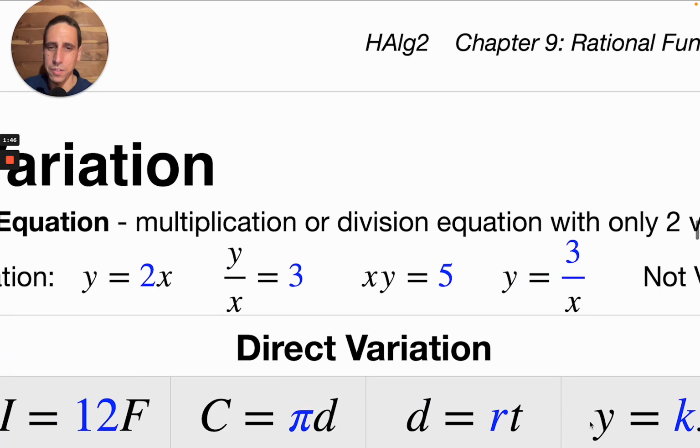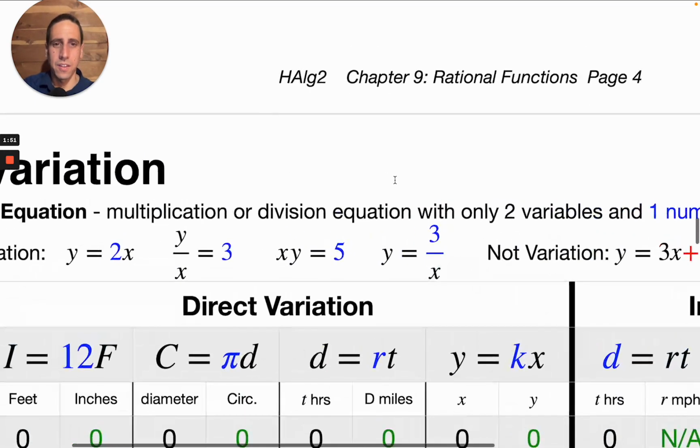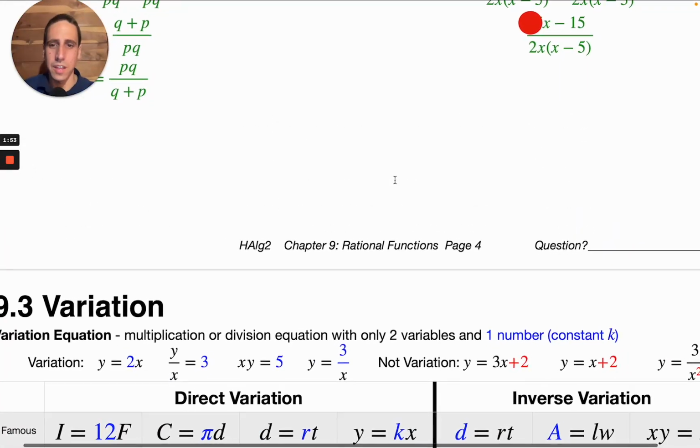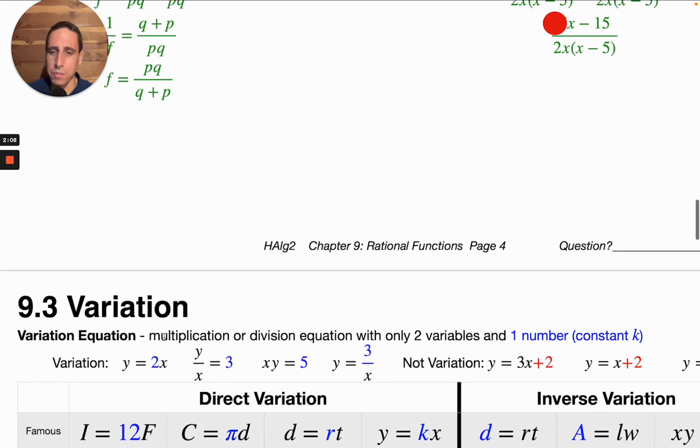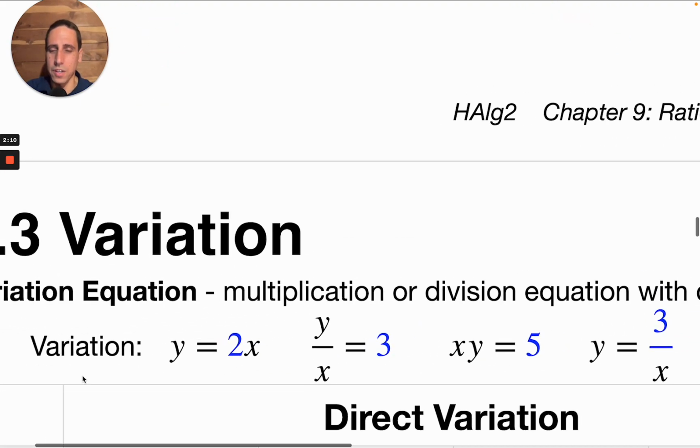There's actually two flavors of variation. They're called direct variation and inverse variation. A big deal is making sure that anytime we're working on a problem, we ask: is this direct variation or inverse variation? Because there are separate things that apply to each. They look different. Let me go through some famous examples of direct variation equations.